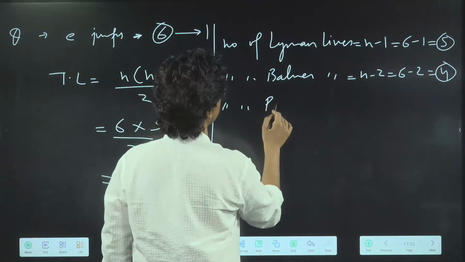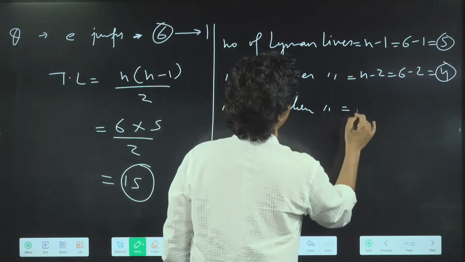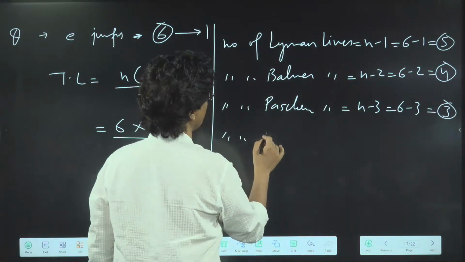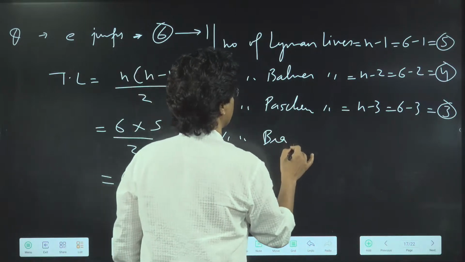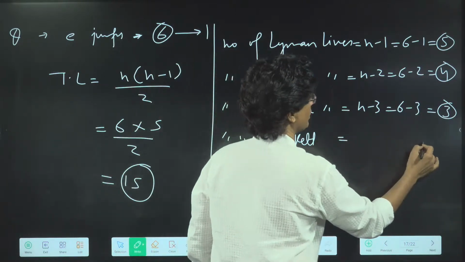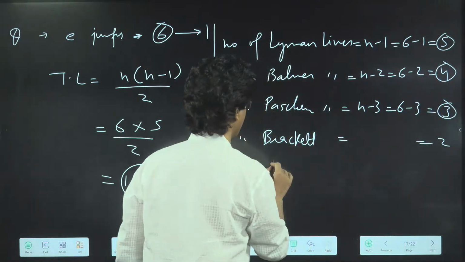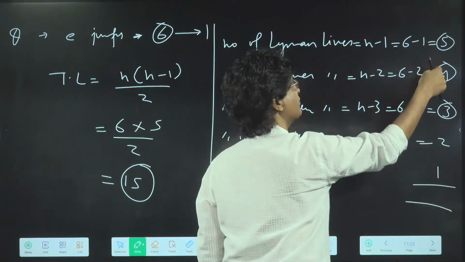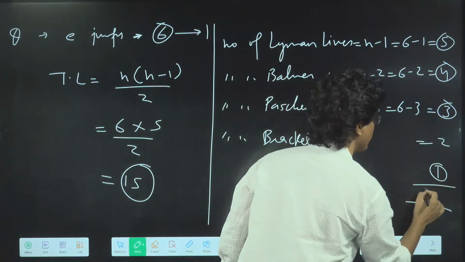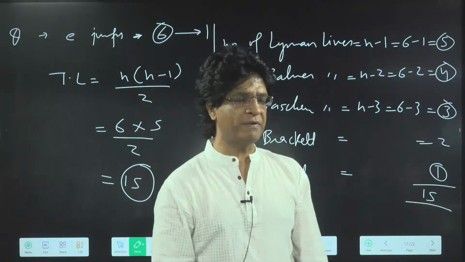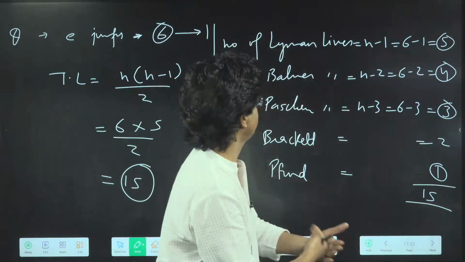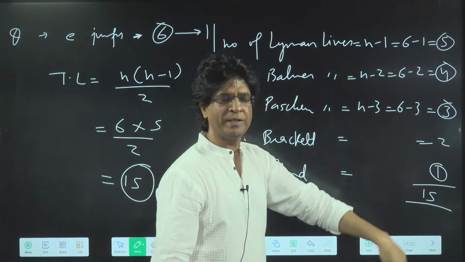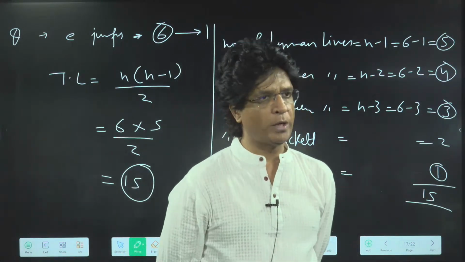The number of Paschen lines is n minus 3, equal to 6 minus 3, equal to 3. Similarly, the number of Brackett lines will be 2, keep on decreasing by 1. And the number of Pfund lines will be 1. When you add 5 plus 4 plus 3 plus 2 plus 1, it will be 15. Total lines are 15. Out of those 15 lines, Lyman lines are 5, Balmer are 4, Paschen 3, and keep on decreasing by 1. Total becomes 15. Yes or no?